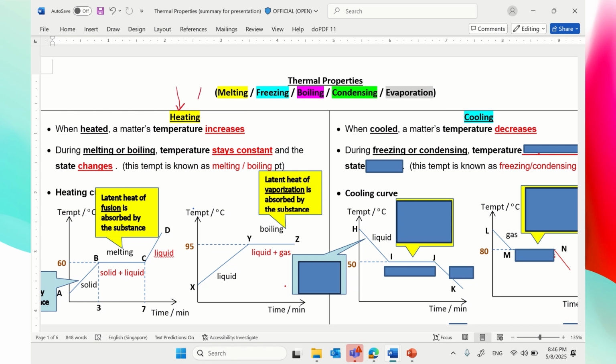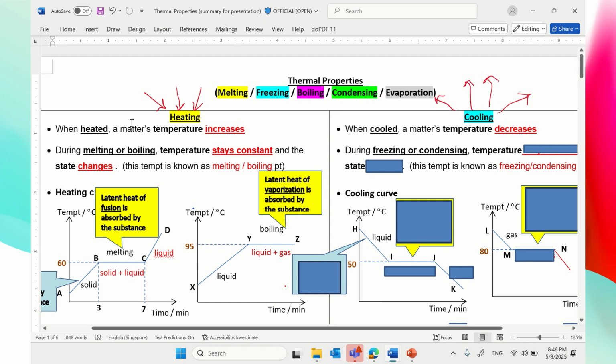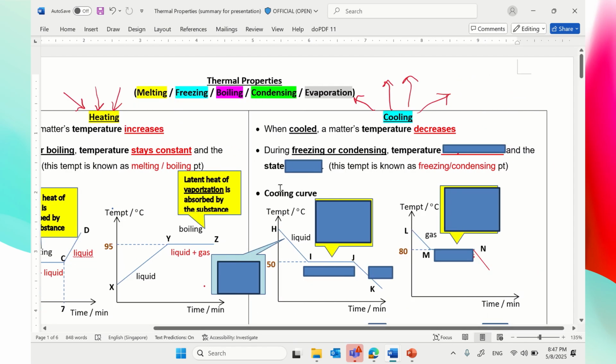For heating, energy is absorbed by the substance. But for cooling, energy is given out or released by the substance. That's how the transfer is happening. Okay, so let's continue on the cooling curve.